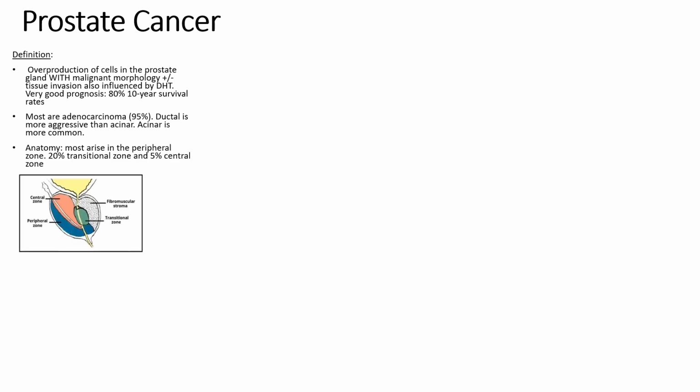In terms of pathology, 95% of prostate cancers are adenocarcinomas. The acinar type is more common, whereas the ductal types are more aggressive. In terms of anatomy, most arise in the peripheral zone, where sometimes you have cancers arising in the transitional and central zones too. The picture should help you understand what we're talking about here.